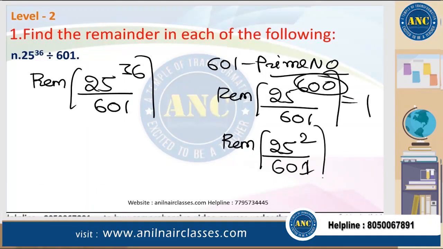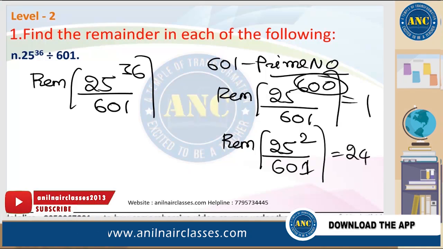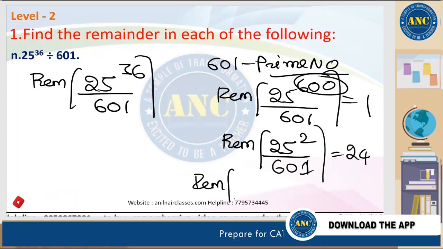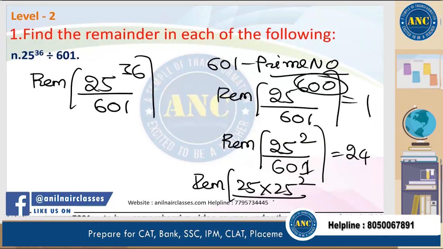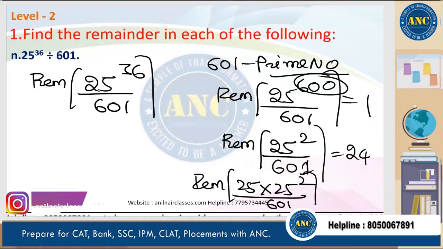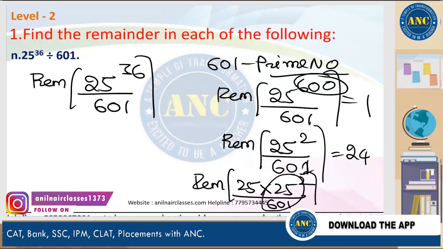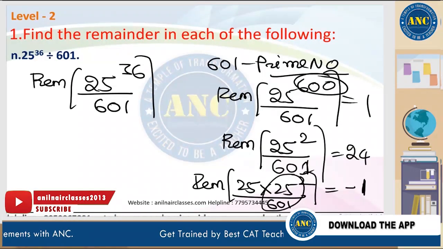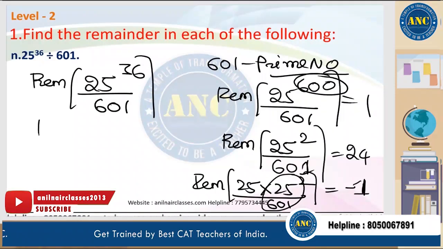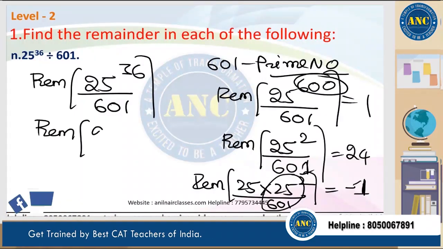25 squared divided by 601: 625 divided by 601 gives remainder 24. Then the remainder of 25 cubed is 25 into 25 squared divided by 601. That is 24 into 25, which is 600, which is minus 1. That means the remainder is minus 1, that is what I told you.